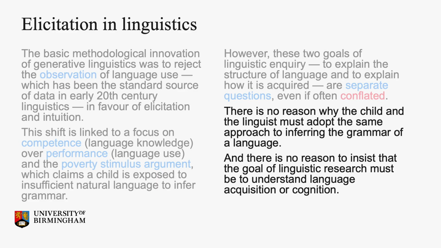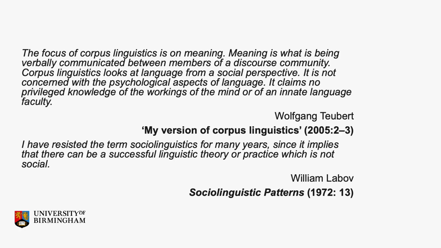And so the basic point I believe is that there's no reason why the child and the linguist must adopt the same approach to inferring the grammar of language. We can think of lots of other examples where we study other things and don't assume that the person doing the research does it like the human. I don't know, like voting patterns. Political scientists don't need to study who you vote for based on how individuals vote. And also, there is no reason to insist that the goal of linguistic research must be to understand language acquisition or competence. There are other things we can do, which is to study language use.